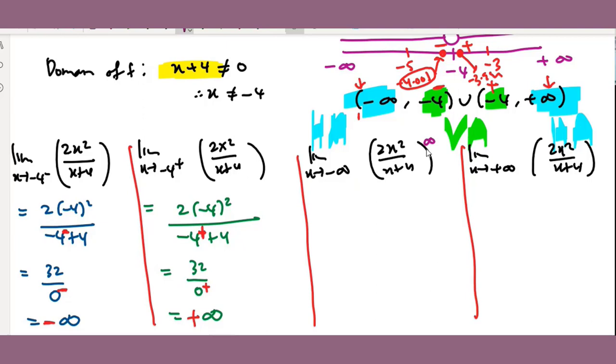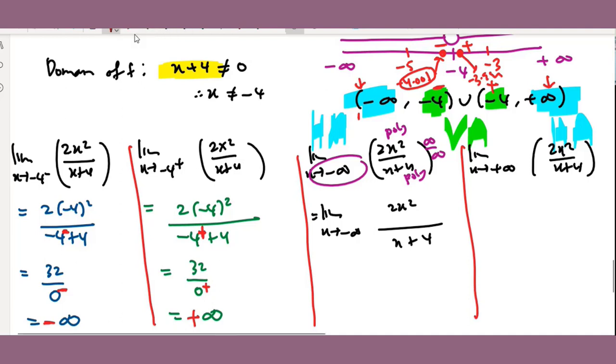Okay. And here, this one substitute directly. Infinity over infinity. Indeterminate form. And check, this one polynomial over polynomial. And x tends to negative infinity. You have to divide with the highest power of denominator. And 2x squared over x plus 4. The highest power of denominator is x. So divide by x. All. And then simplify.